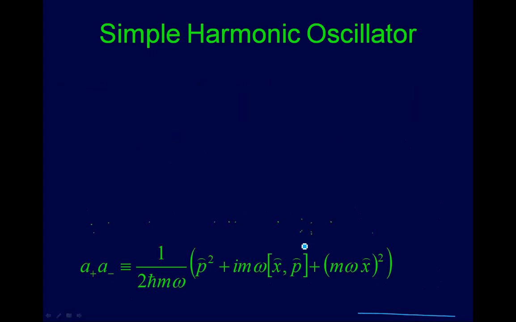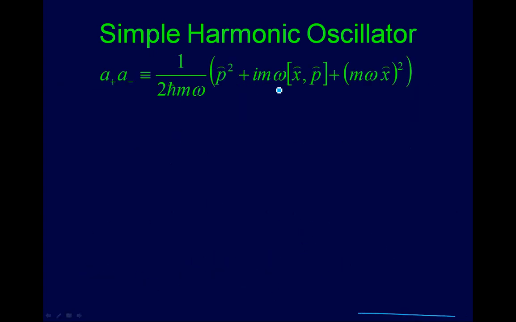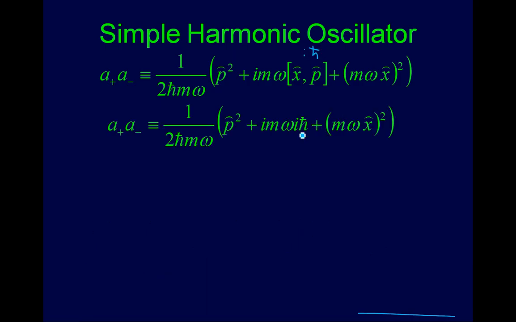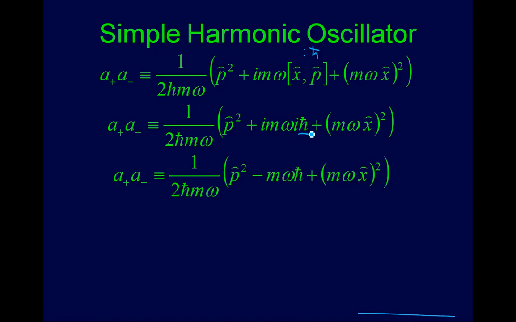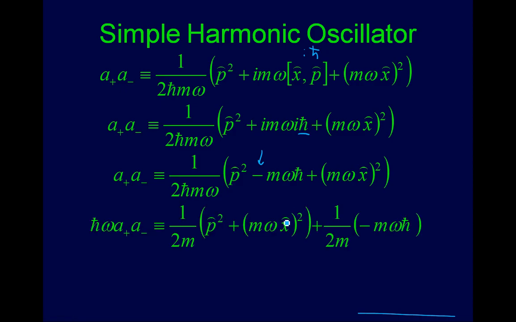Let's look at this real quick. Again, this middle term i m omega [x, p], we know that commutator is equal to i h bar. So I plug that in, and go through a little bit. Here i times i gives me a negative, and I'm almost there. Now I start grouping terms together. The one thing I do is multiply both sides by h bar omega. That leaves me an h bar omega over here, and when I multiply by h bar omega over here, I cancel out that one and that one.